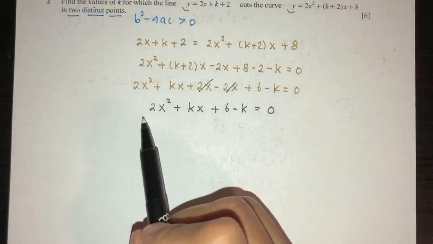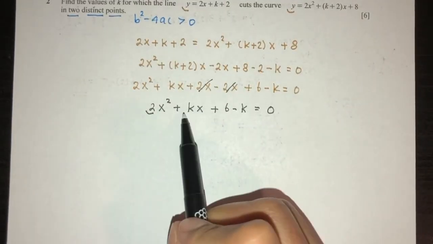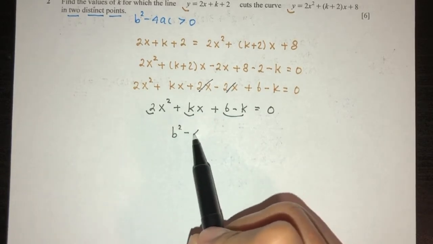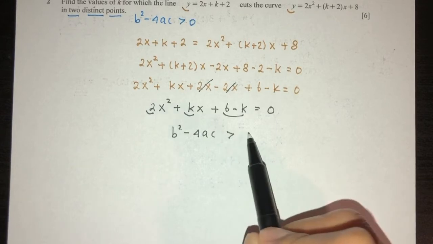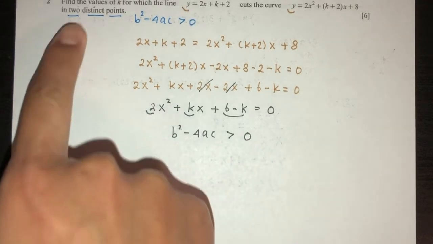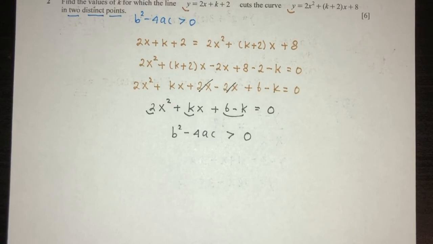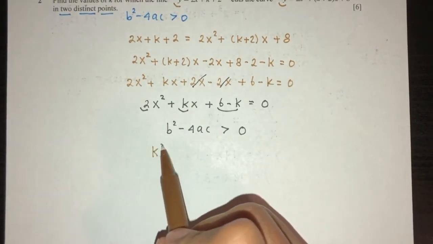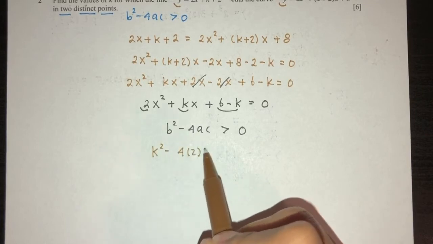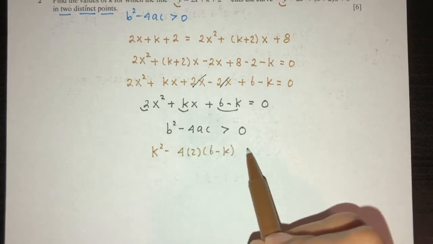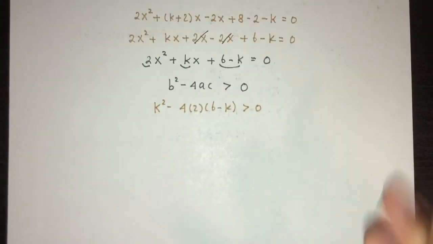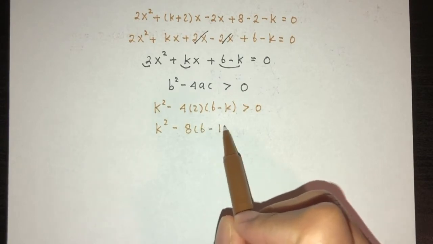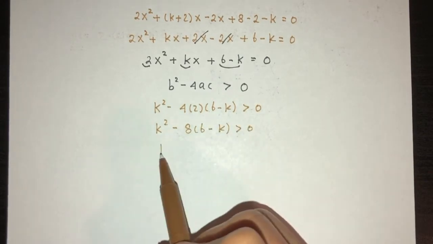So now we have a quadratic equation. This is your a, this is your b, and this is your c. So we have b squared minus 4ac has to be more than 0. And why is that? Because it meets the curve at 2 distinct points. Now replace back in the formula. b squared is k squared minus 4 times a times c, which is 6 minus k, has to be more than 0. You will have k squared minus 8 times (6 minus k) more than 0.